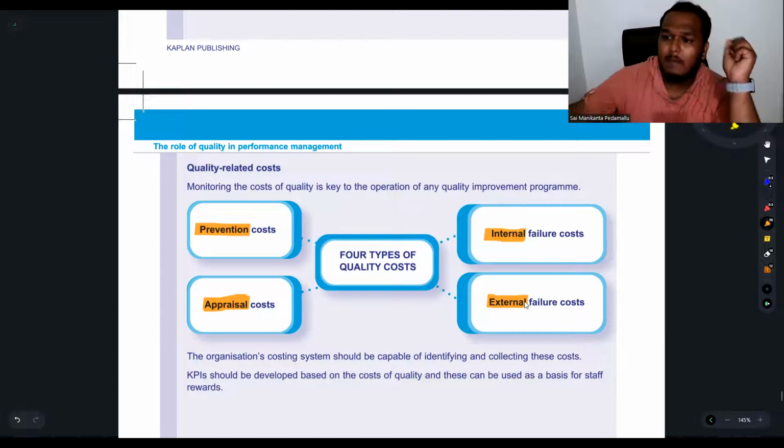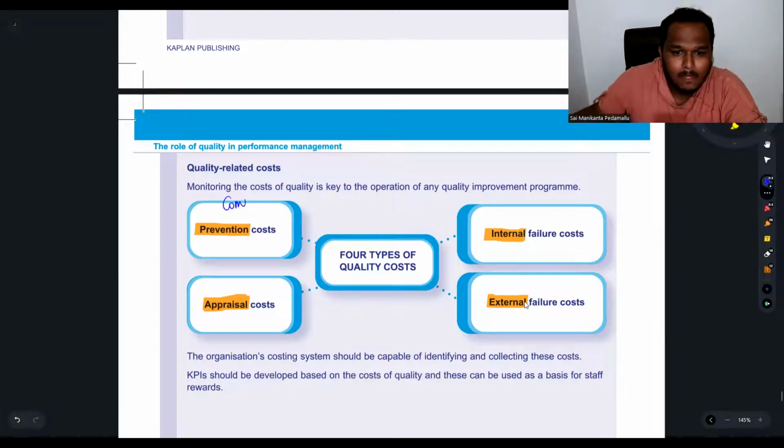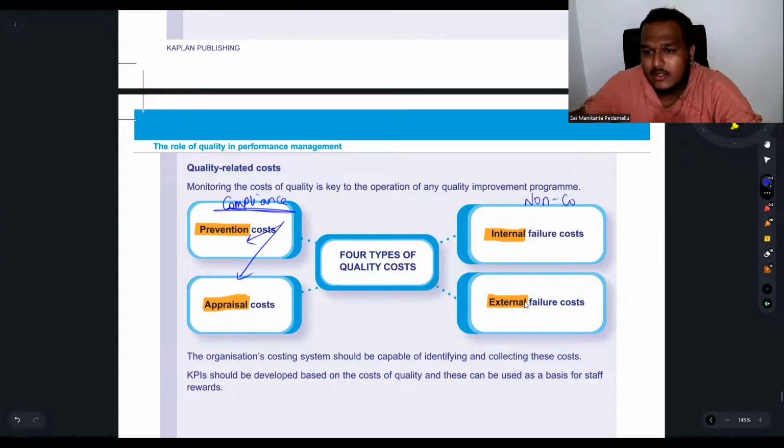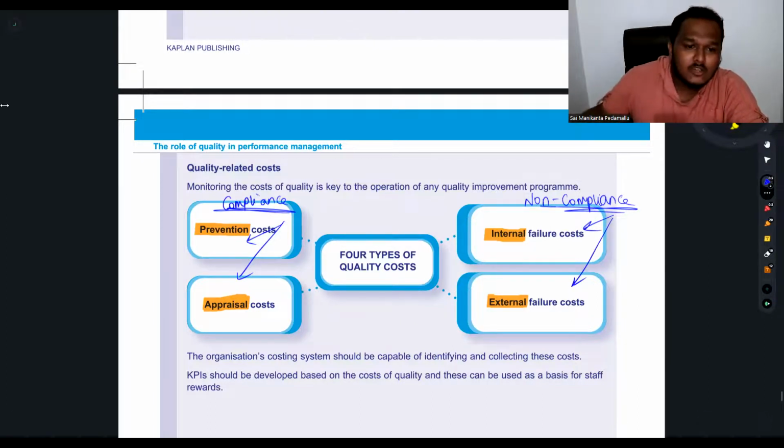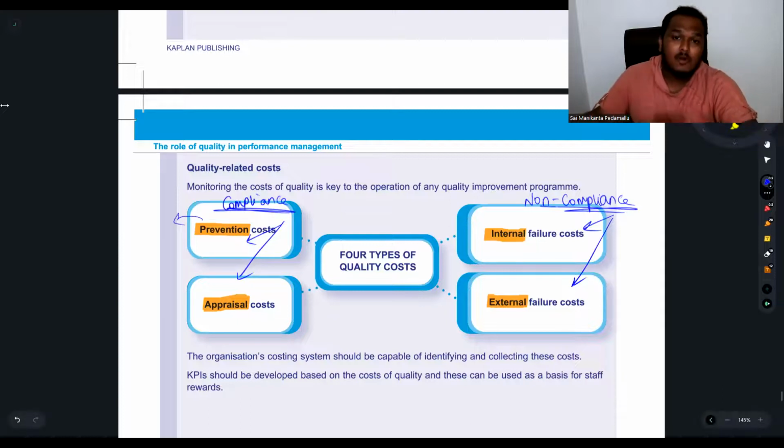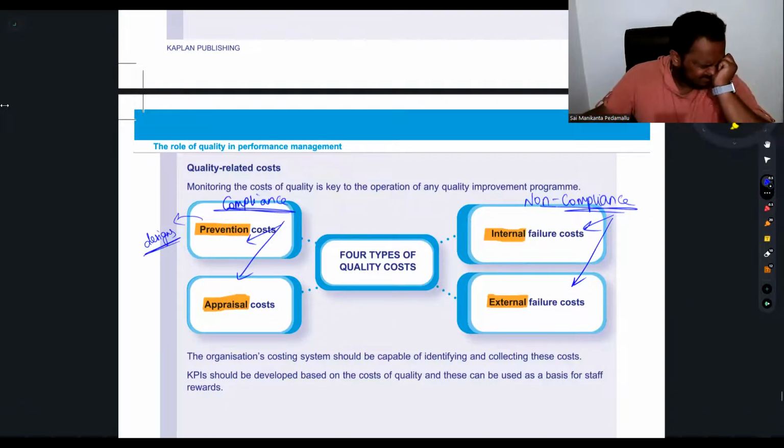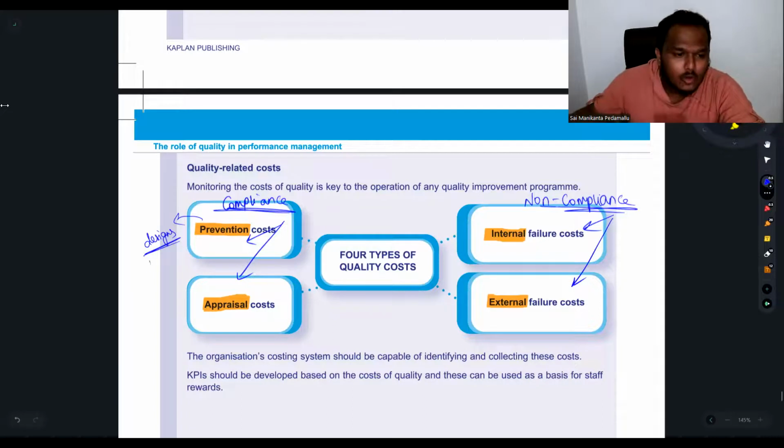So these two are called compliance costs. Complying with the quality requirements, these two. And these two are called non-compliance costs. Okay. So prevention cost means these are all at the time of preventing any failure. So we can say these are like designs, or else implementation of control procedures, all that stuff will come under prevention cost.